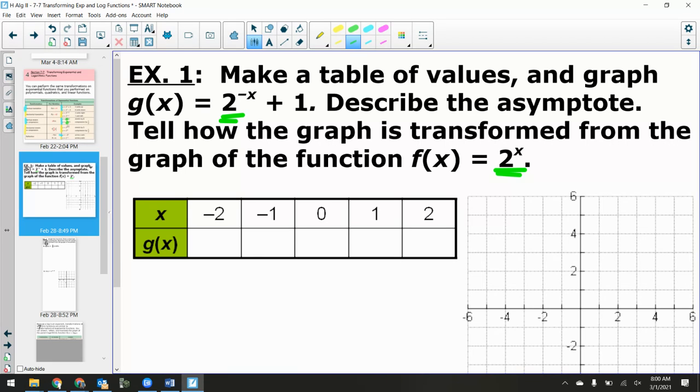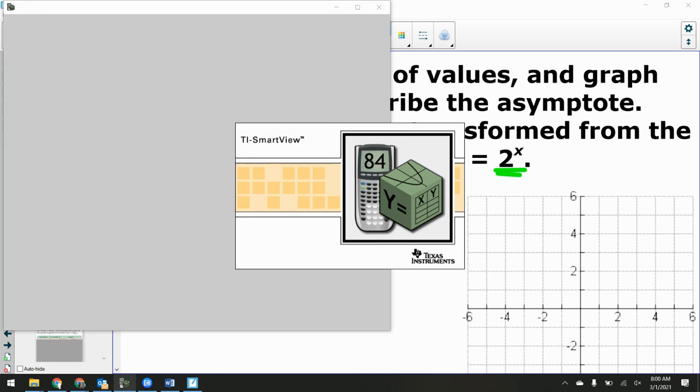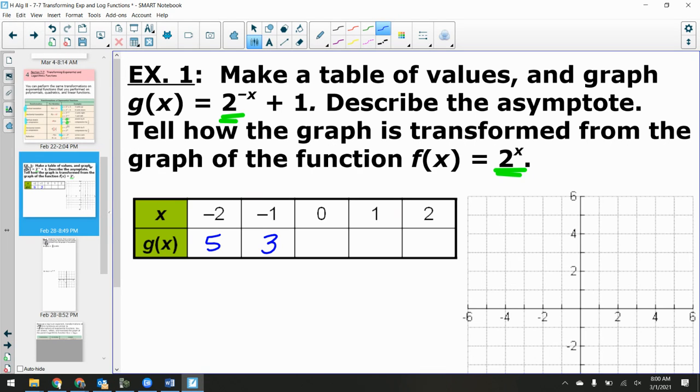All right, so it asks us to make a table of values, so let's go for it. Let's make a quick table. Let's plug in some numbers. I've got 2 to the negative x plus 1. All right, 2 to the negative negative 2 plus 1, I've got 5. And then we'll do the same thing. 2 to the negative negative 1 plus 1 is 3. 2 to the negative 0, well, 2 to the 0 would be 1, plus 1 is 2.